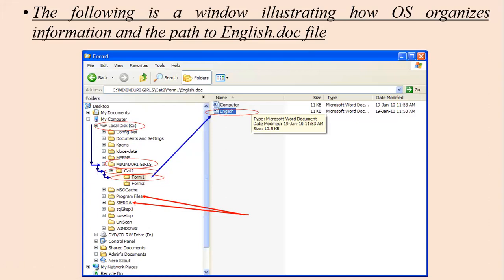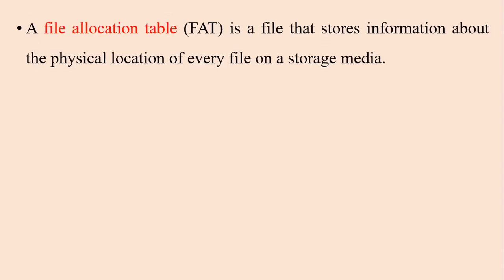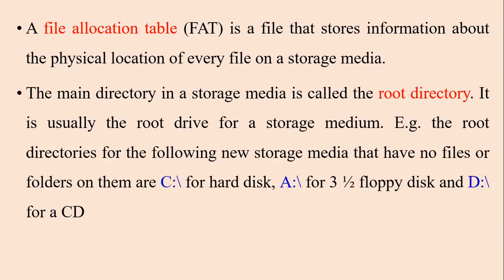So you can see, just as I have said, we have various folders, and Mikidoling Girls is one of the folders. And then computer and English are files. A file location table, FAT, is a file that stores information about the physical location of every file on a storage media. The main directory in a storage media is called the root directory. It is usually the root drive for a storage medium.